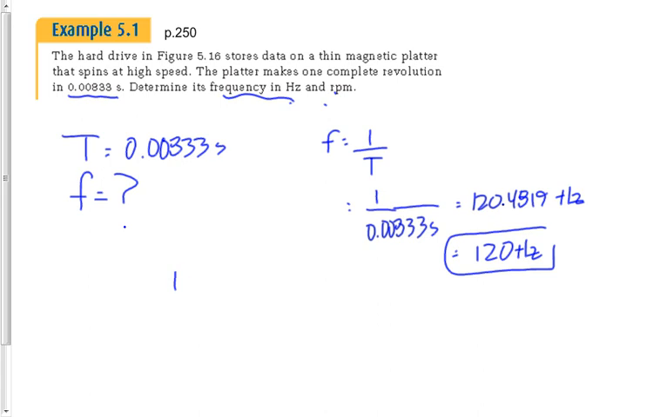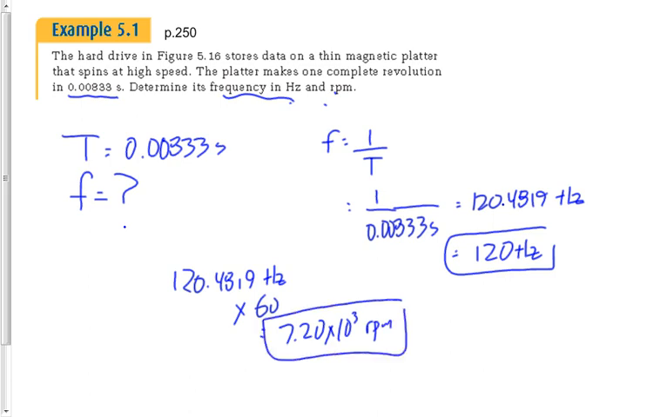So let's take 120.4819 hertz. That's revolutions per second. Multiply by 60, because there's 60 seconds in a minute. And that gives us, I think it's 7,200. 7.20 times 10 to the 3 revolutions per minute. 7,200 times every minute this hard drive spins around.